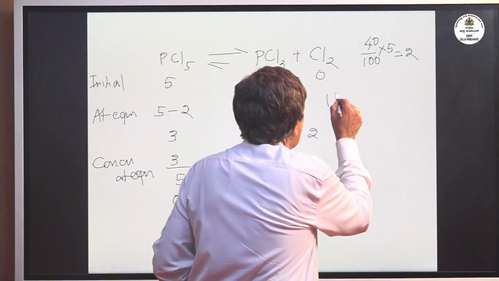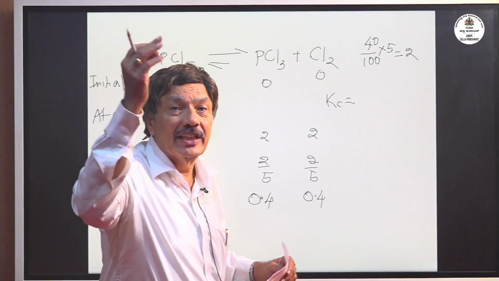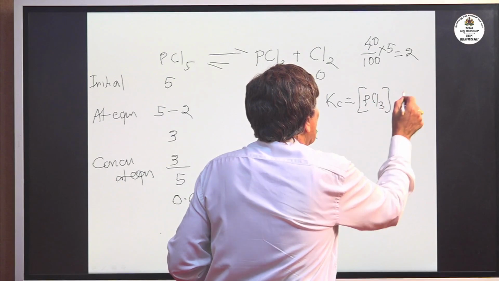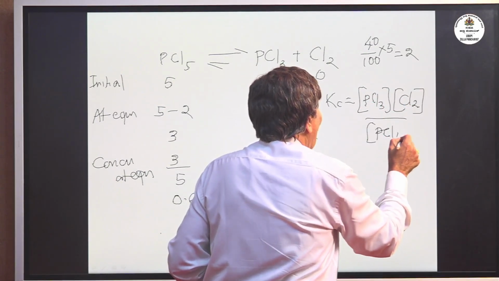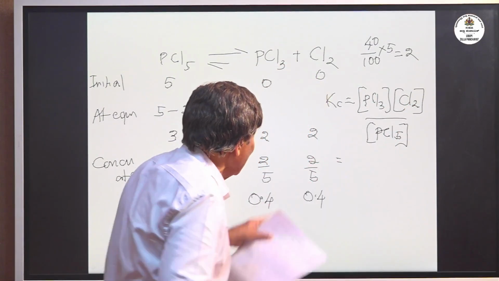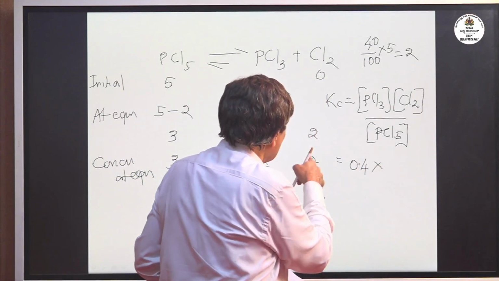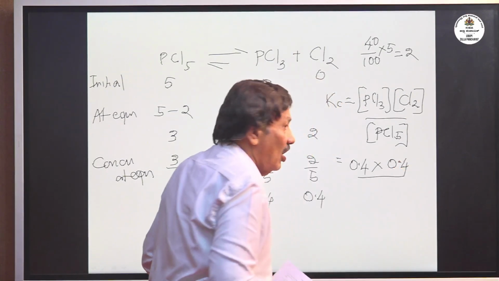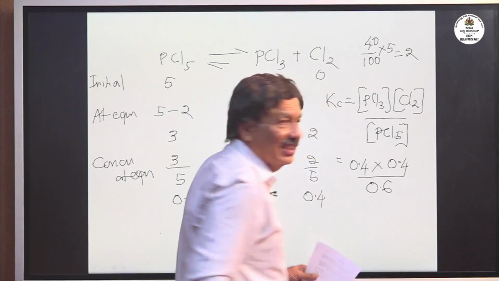How will you write the Kc expression? In the Kc expression, the product side should always come in the numerator. Concentration of PCl3 into concentration of Cl2 divided by concentration of PCl5. This is what you have to write. Now let us substitute. Concentration of PCl3 is 0.4, into concentration of Cl2, again 0.4, divided by concentration of PCl5, which is 0.6. This is what we got.